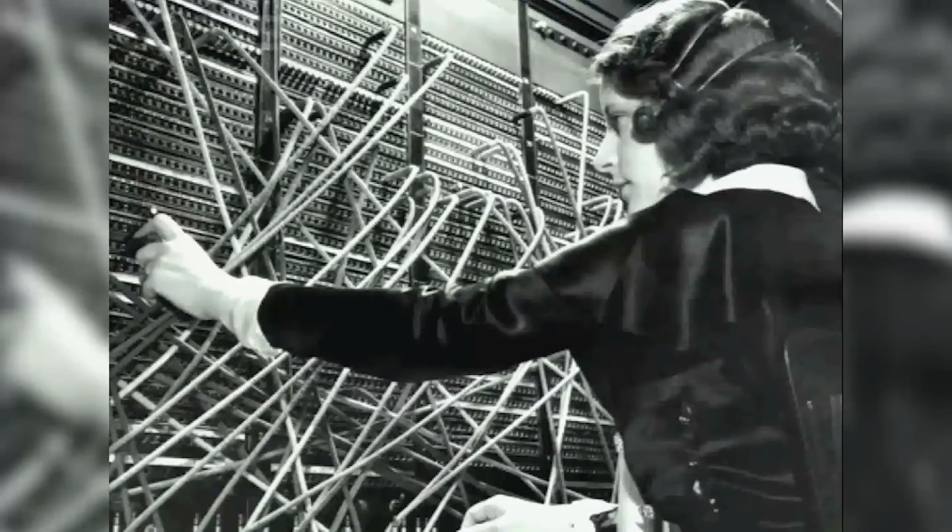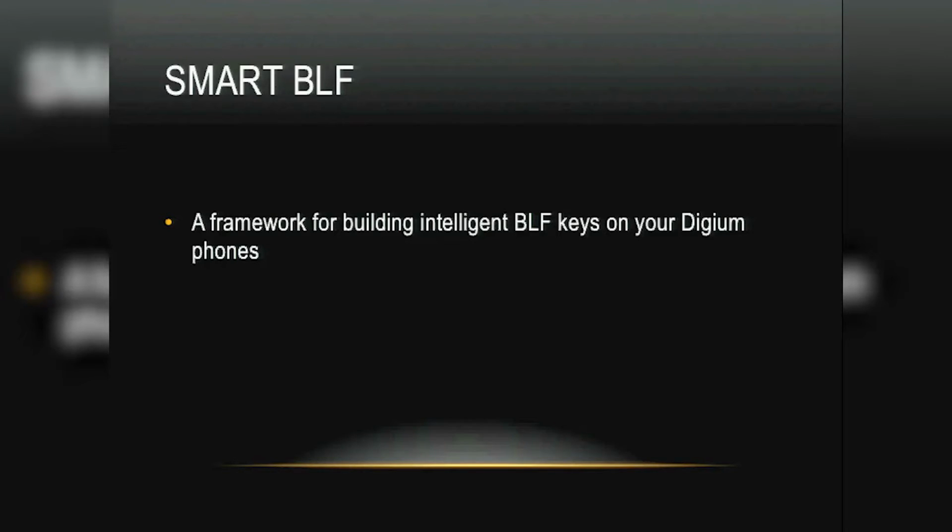But that's not really how people use phones. The way people use phones is much more complicated, and it's specific to their business. And they're trying to simplify their workflow as much as possible, and they don't have a lot of flexibility to do that today. So Phones Firmware 1.4 provides something we call Smart BLF. And Smart BLF is a framework for building intelligent BLF keys on your Digium phones.